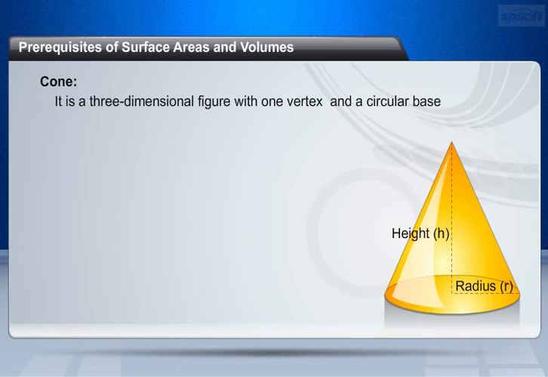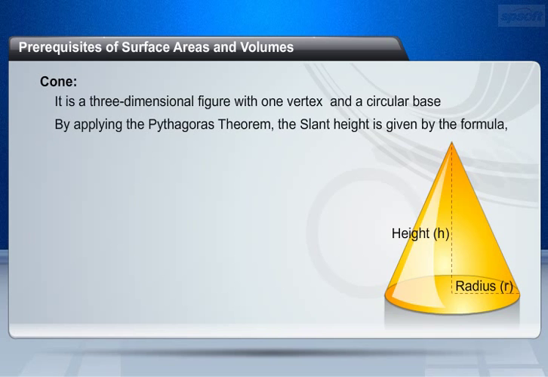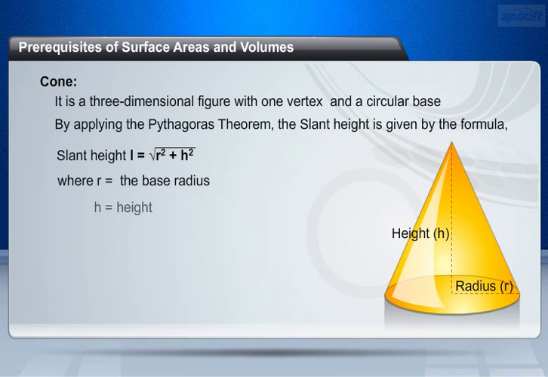Cone. It is a three-dimensional figure, with one vertex and a circular base. Here, a right-angled triangle is imagined to be formed, so, by applying the Pythagoras theorem, the slant height is given by the formula: slant height l is equal to square root of r square plus h square, where r is equal to the base radius, h is equal to height.